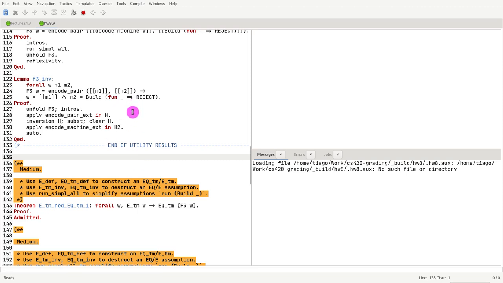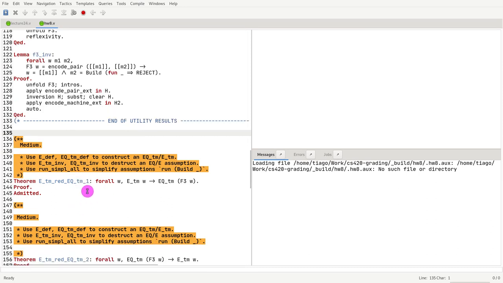So now let's go through homework 8. And let's look at the theorems that we have, the exercises that you're expected to prove. And then let's contrast that with the exercise I wrote for lecture 24.